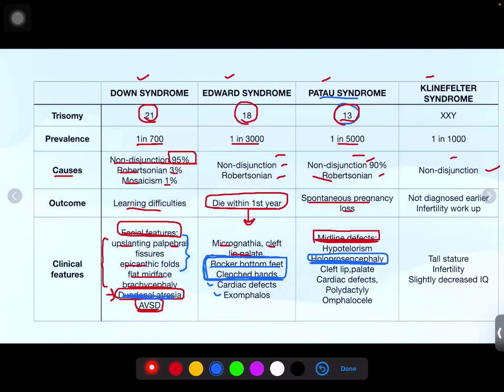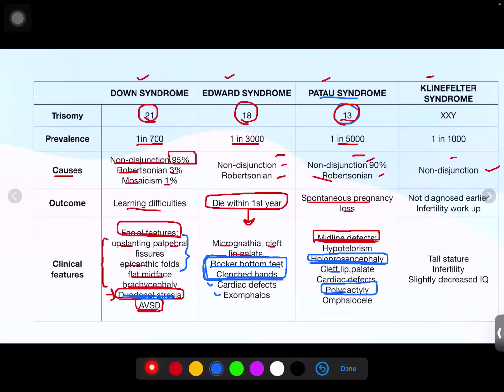There's holoprosencephaly, then there will be cleft lip, cleft palate, cardiac defects, polydactyly. It's also very important for Patau syndrome. So these few clue words you have to see in the MCQs, and then you have to go for it, either Edward syndrome or Patau syndrome.